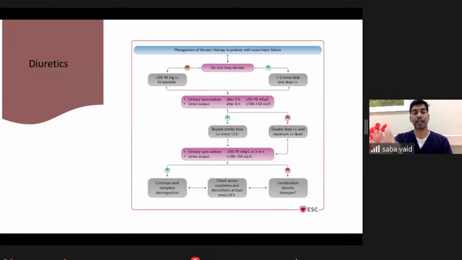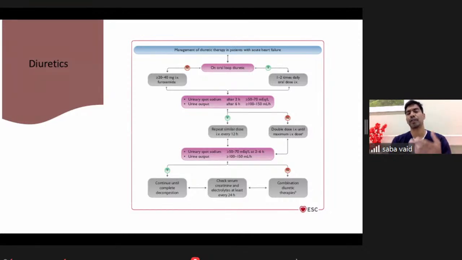Based on that, you titrate your diuretic dose. If you get 100 ml per hour, by the end of 24 hours, you should get 2.4 liters. Which means you have to look at the amount of fluid you have given, and whether you are negative by 2 liters. Based on that, you will have to increase your diuretic dose. A rough idea of how to start is, if they are already on diuretic, double the dose, that's your starting dose. If they are not on diuretic before, you start with 40 milligrams of IV furosemide. This is just one recommendation which comes from the European Society of Cardiology.